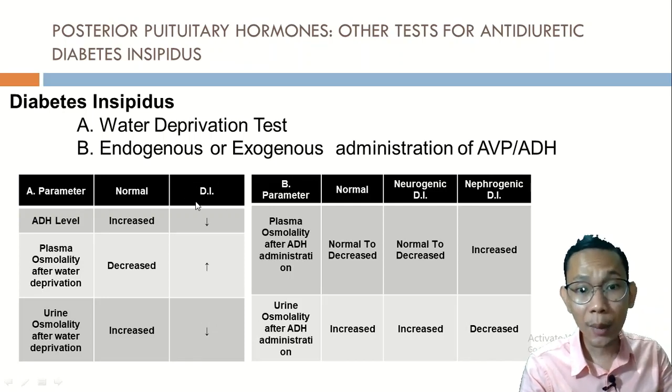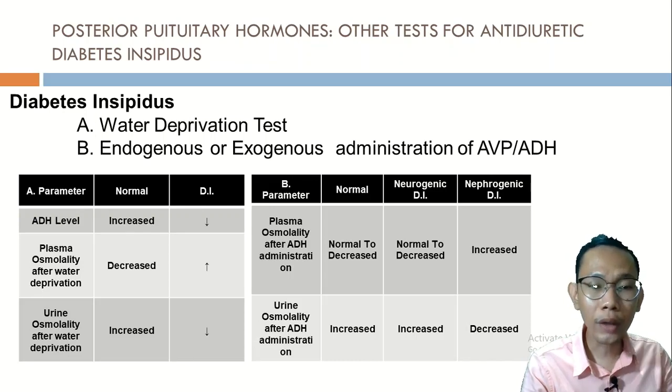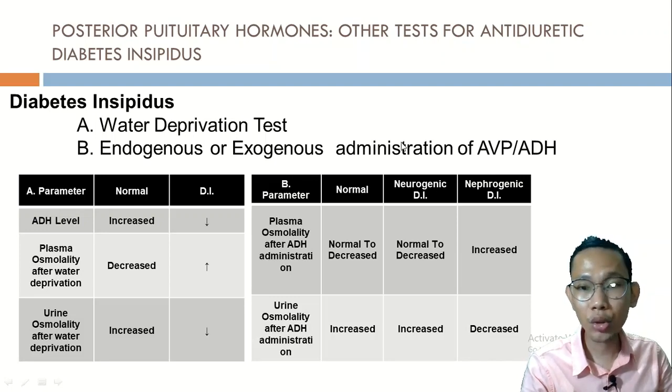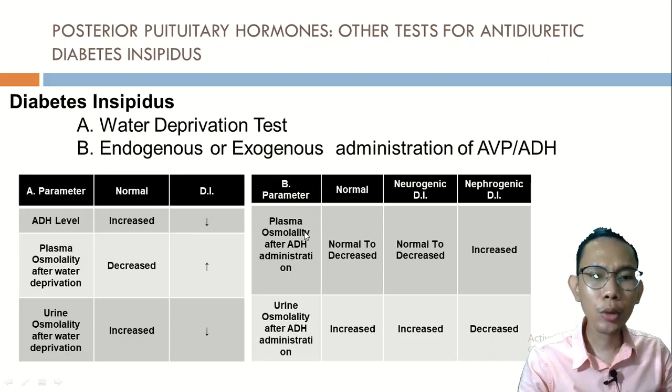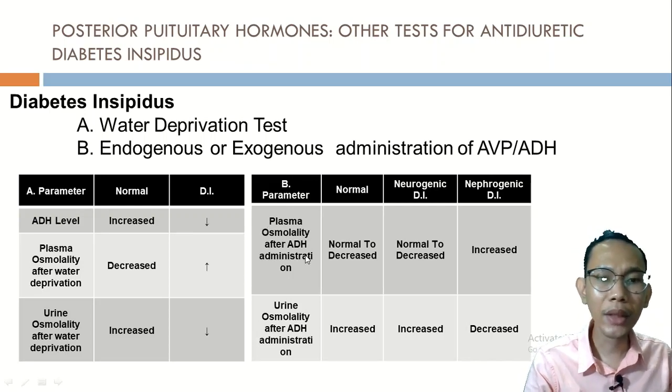Now, the next step after doing the water deprivation test is doing your endogenous or exogenous administration of your vasopressin. So what is the parameter? Plasma osmolality after administration or urine osmolarity after administration. Normal. What is the normal result? Normal to decrease. So in short, ano ba ang nangyayari sa plasma osmolarity mo if nagbibigay ka ng antidiuretic hormone?